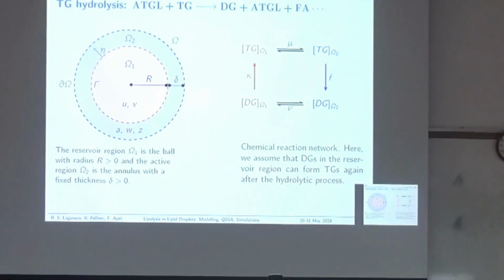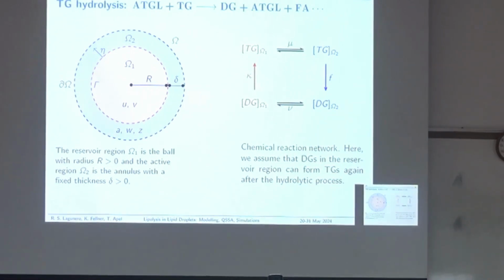Okay, so for this domain, we consider again a simplified chemical reaction network. It's a complex balance, but still a closed chemical reaction network in this domain. And here we have these concentrations in the reservoir region, and then these concentrations in the active region. So you have TGs in the reservoir, you have TGs in the active region. And there's this, let's say, reversible diffusion of the boundary at the interface. Mu here is diffusion constant, the same thing with nu.